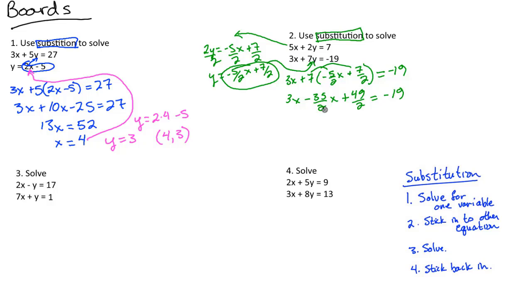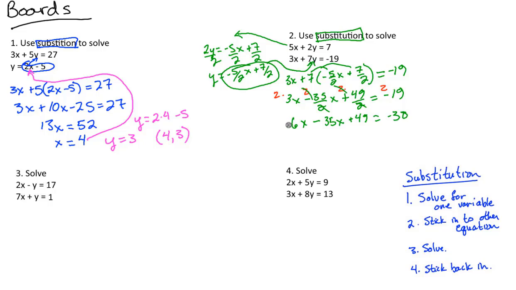Okay, do we have any fractions? Well, yeah, that's the whole problem here. Let's get rid of the fractions by multiplying through by the least common denominator, times 2 everywhere. And we end up with 6x minus 35x plus 49x. Yeah, I like that. Those denominators just cancel. And that equals a negative 38.